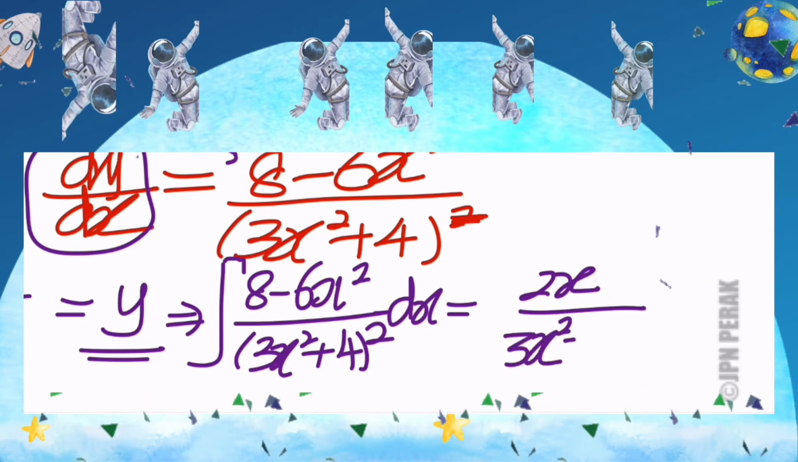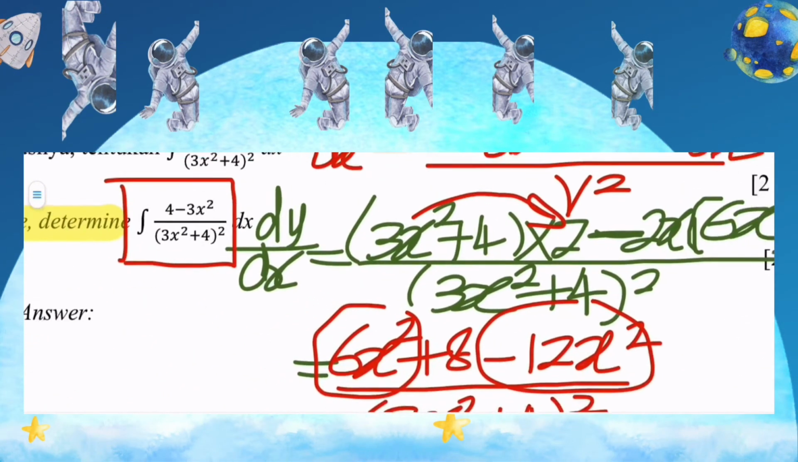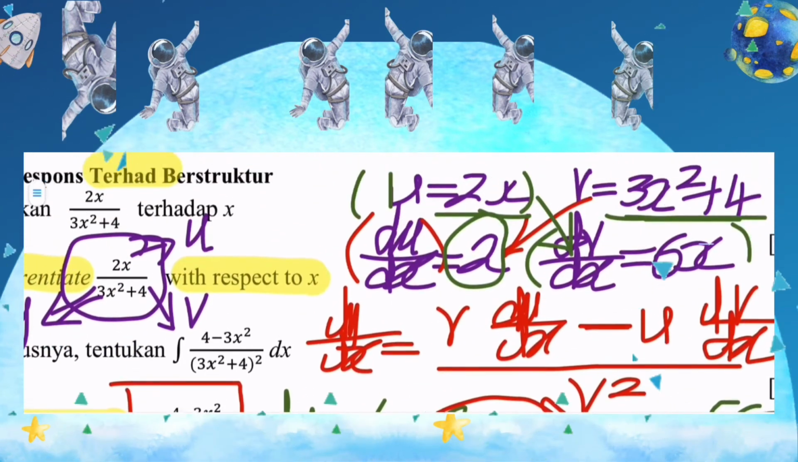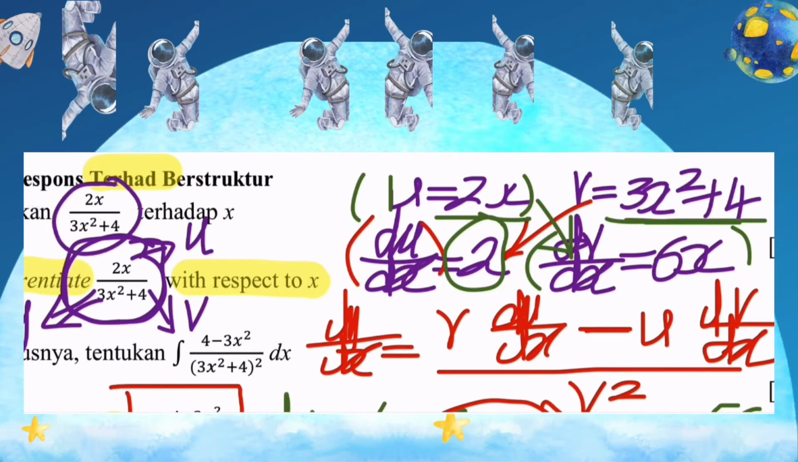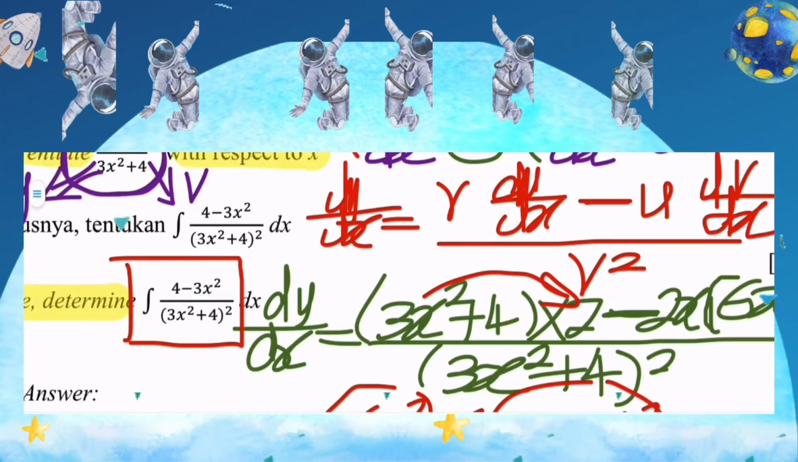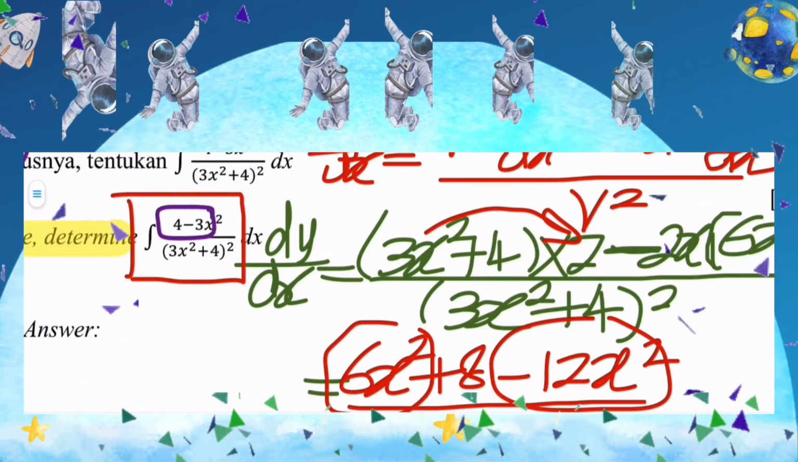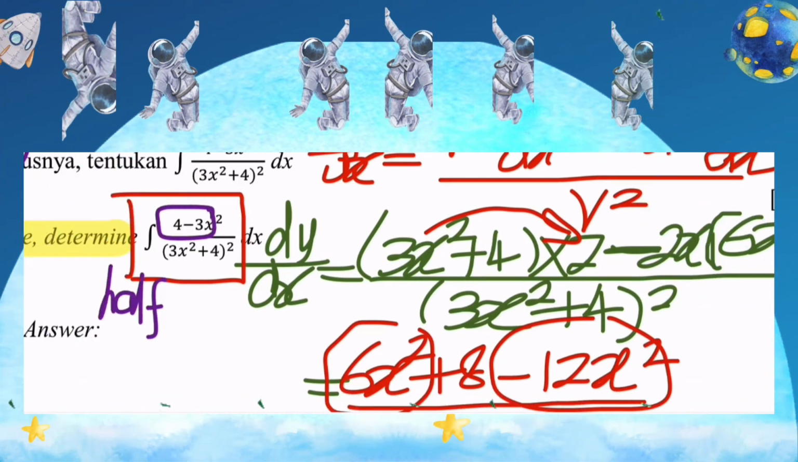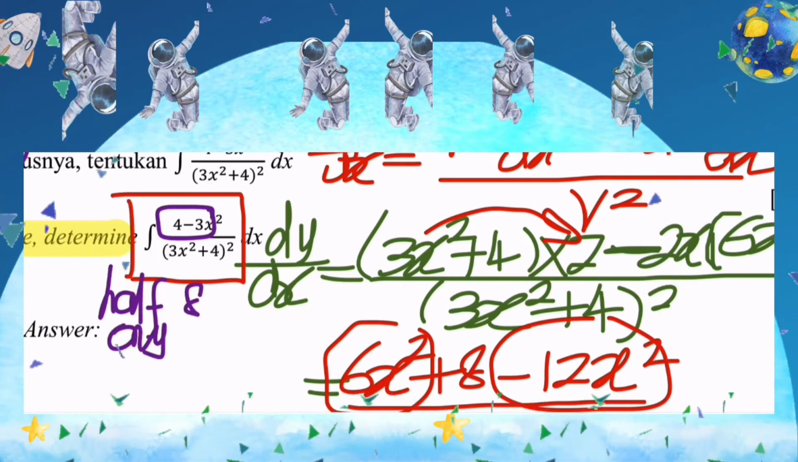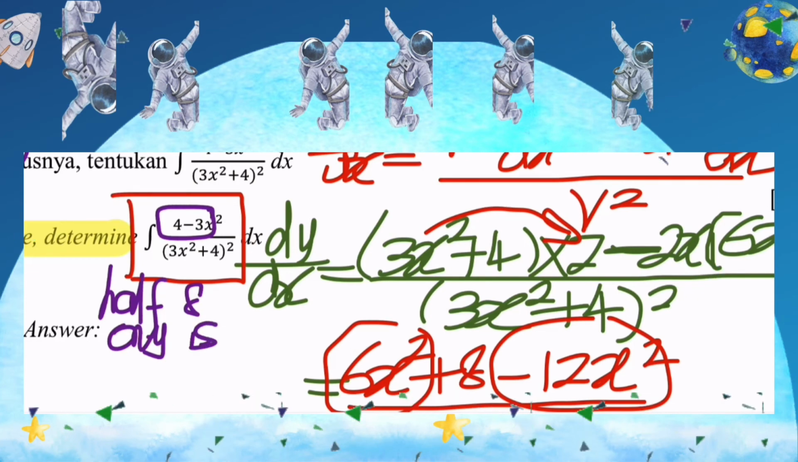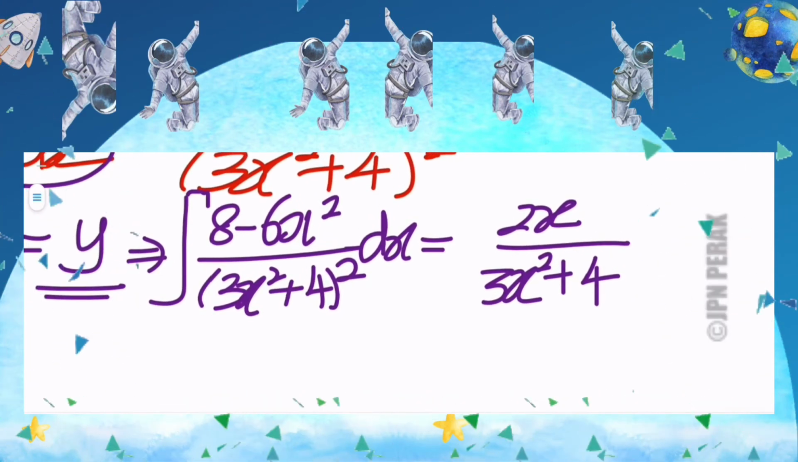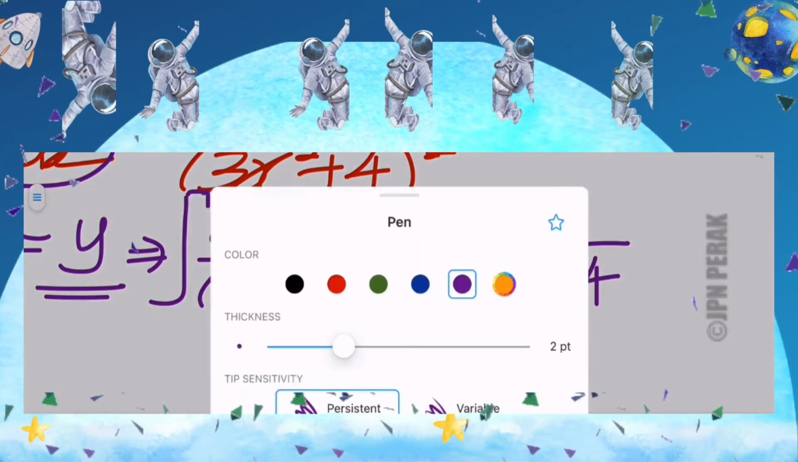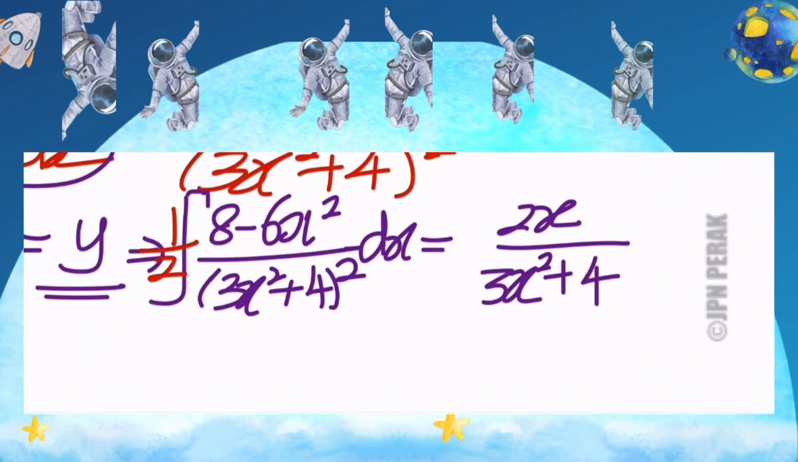So the y was given 2x over 3x squared plus 4, right? Let's check again. 2x over 3x squared plus 4, right? Okay, this is the y. So if we integrate the dy dx, we will get a y. But you see, the question is asking integrate 4 minus 3x squared. It's half of the dy dx, isn't it? We are having 8, but the question asks for 4 minus 3. We are having 8 minus 6x squared.